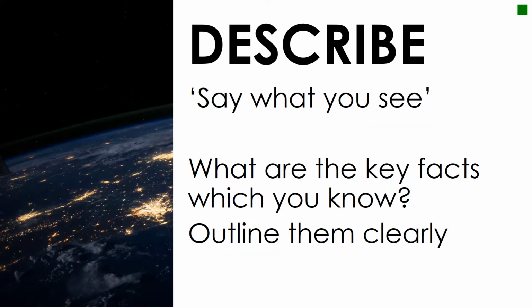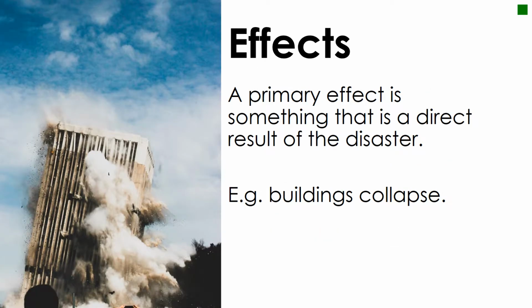So now we will describe the effects and responses, which means say what you see, what are the key facts, which you know, outline them clearly. So, a primary effect is something that is a direct result of a natural disaster. So, for instance, in an earthquake, that would be buildings collapsing.